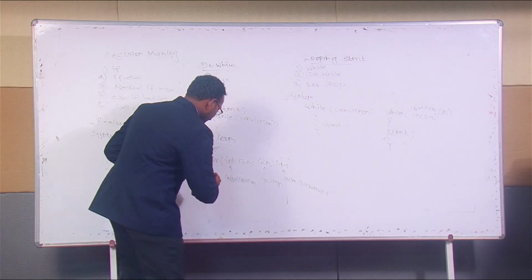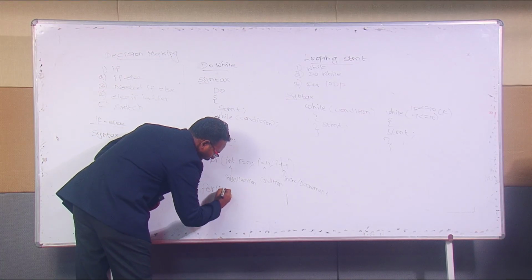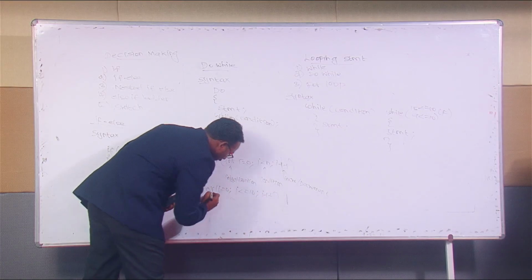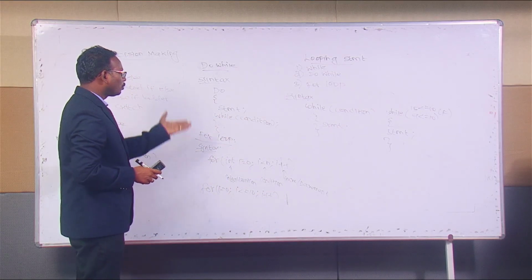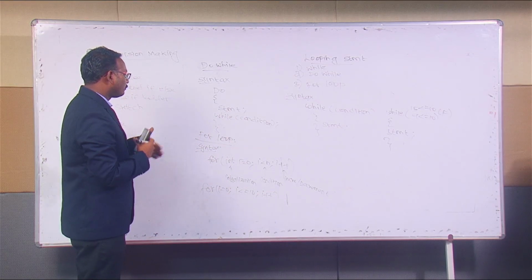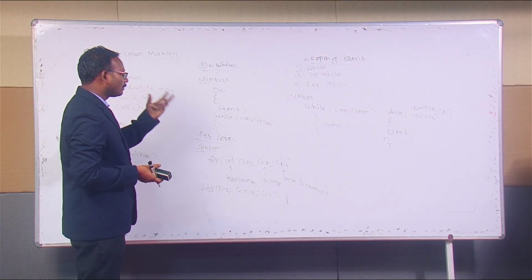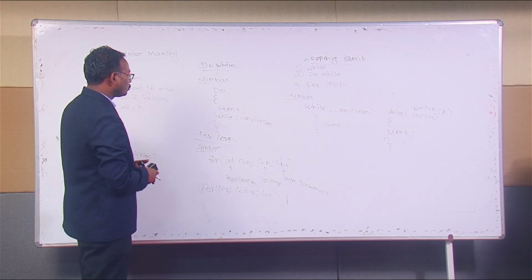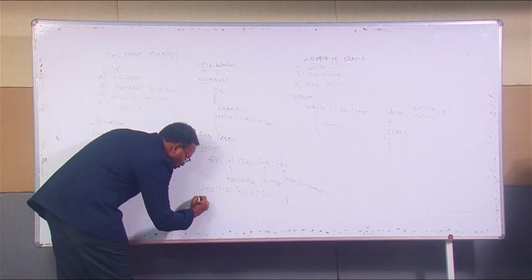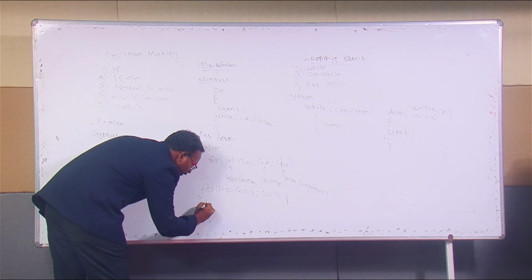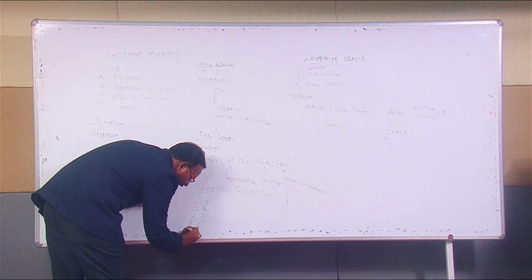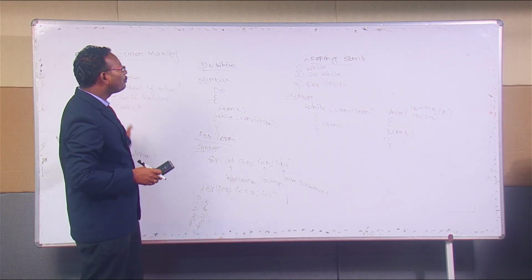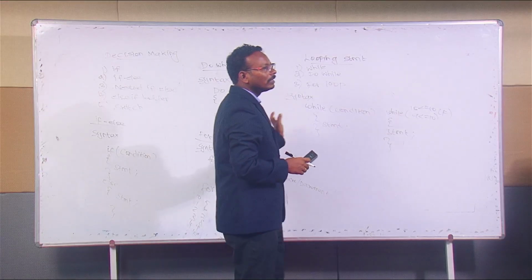For example, for i = 0; i <= 10; i++, it will continually print the numbers from 0 to 10. When the i value becomes 11, the condition fails, so it comes out of the loop. So it prints 0, 1, 2, 3, 4, 5, up to 10. This is the main advantage of the for loop. These are the looping statements in C programming.